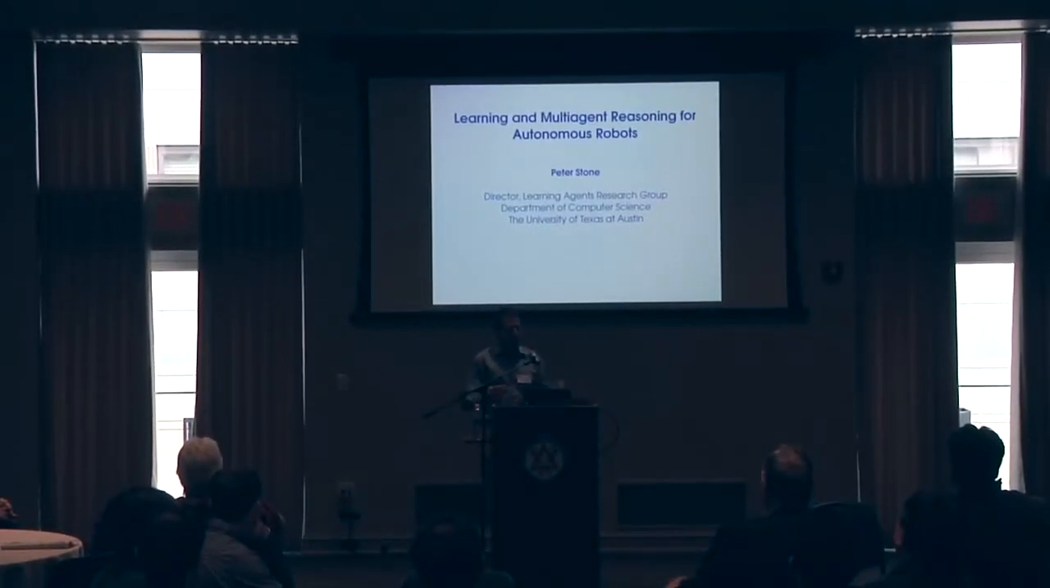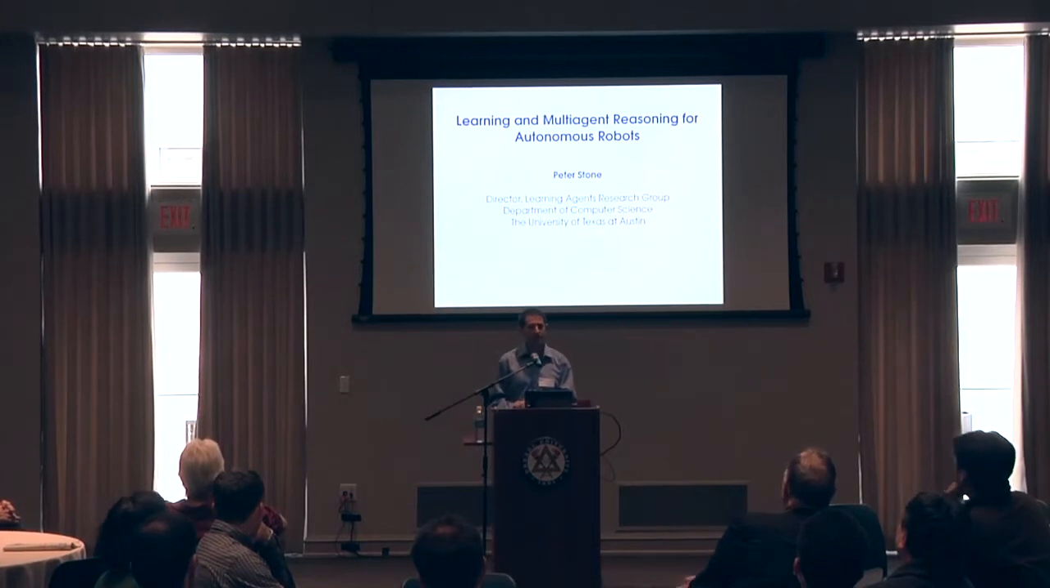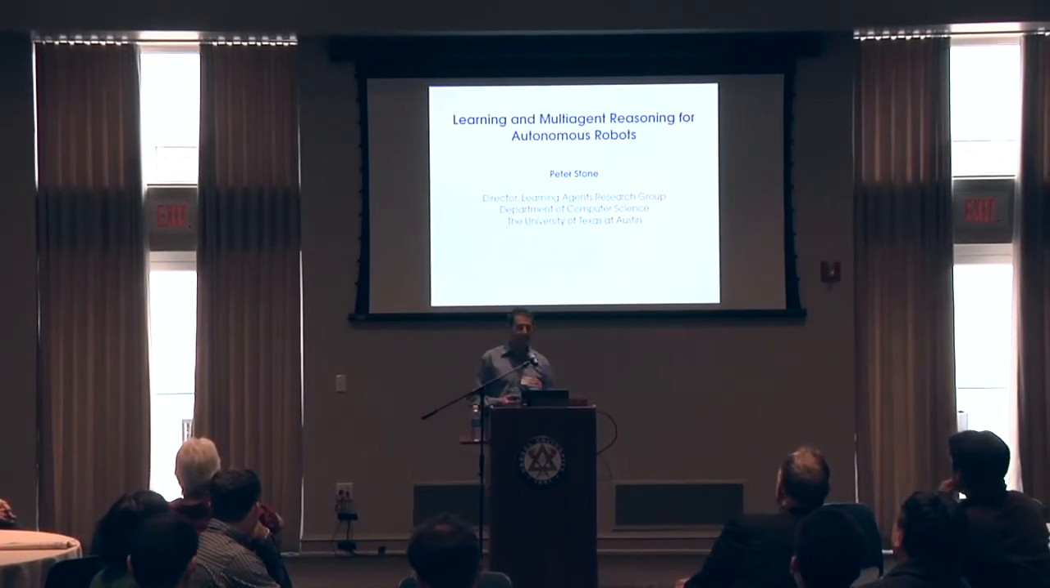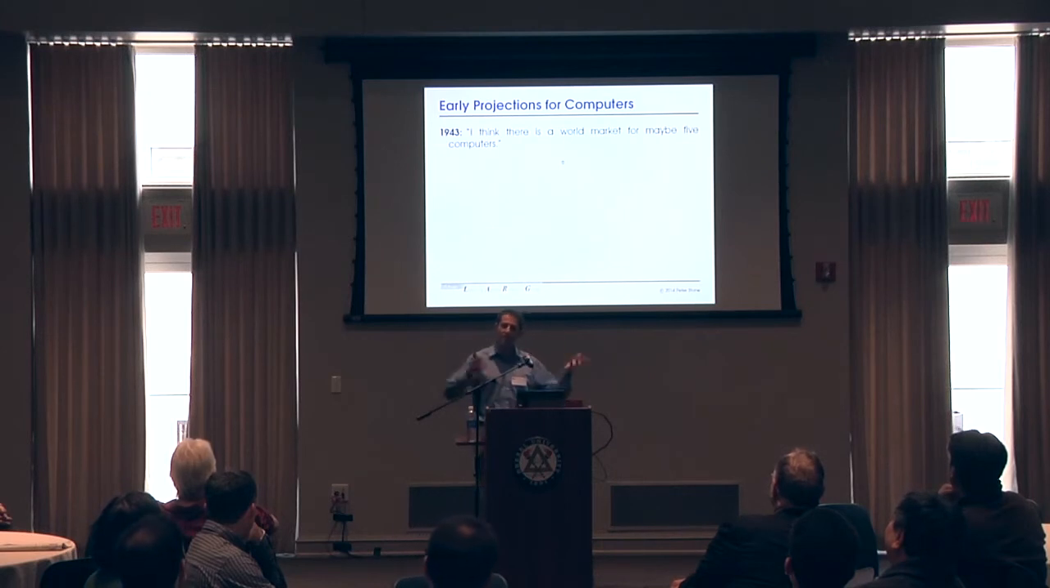So I'm going to talk today about learning and multi-agent reasoning for autonomous robots. And I'm going to start by just giving a brief overview of where I think we are in the broad field of robotics. And to do that, I'm going to step back and talk about the field of just computer science.